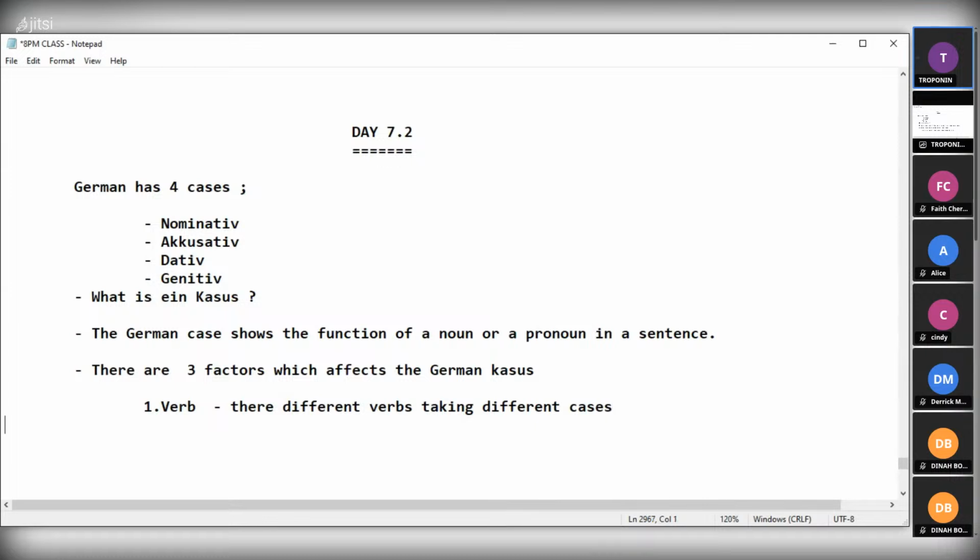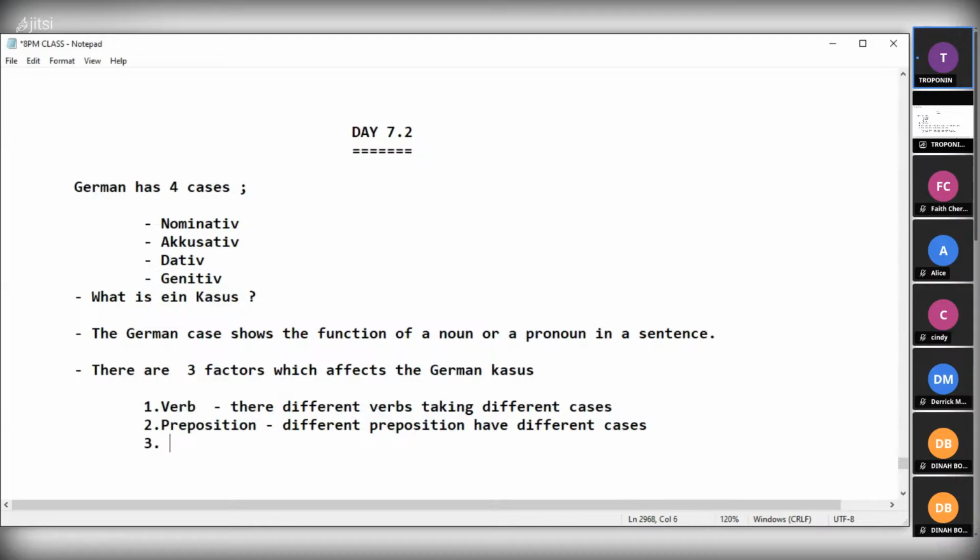So we'll discuss number two, prepositionen, or preposition. So different prepositions have different cases. So that one we will discuss.